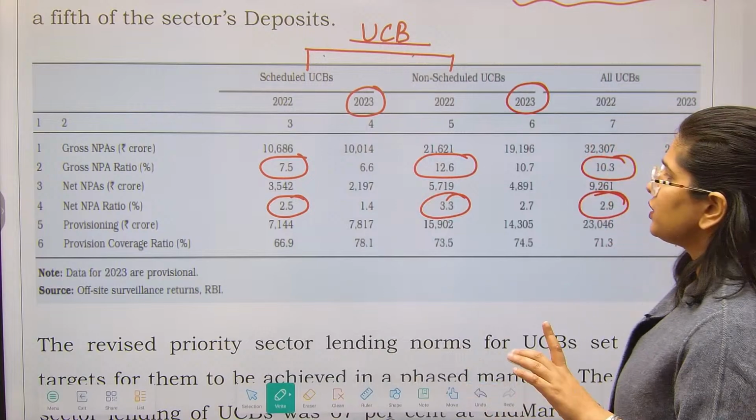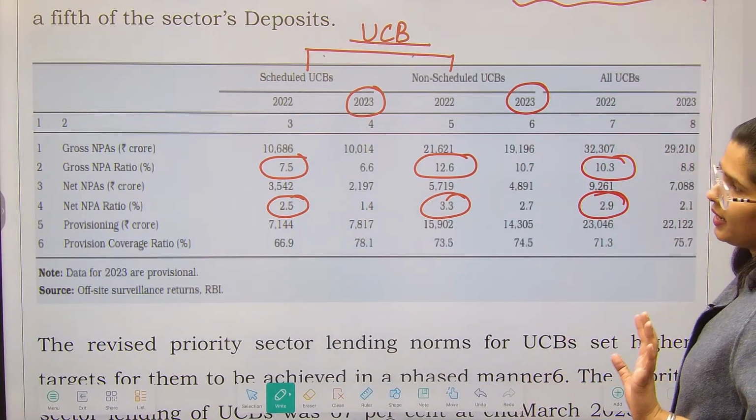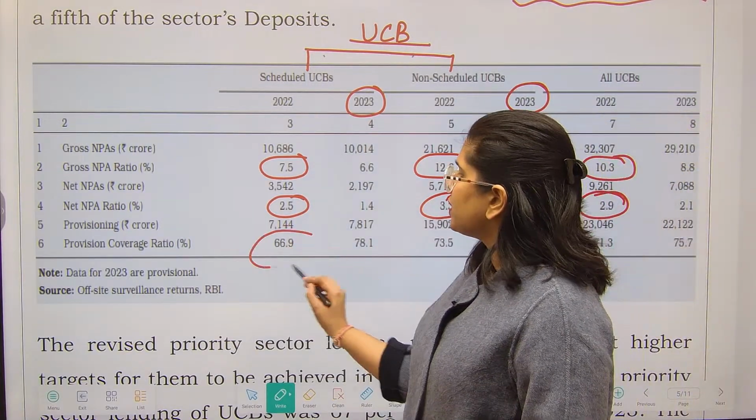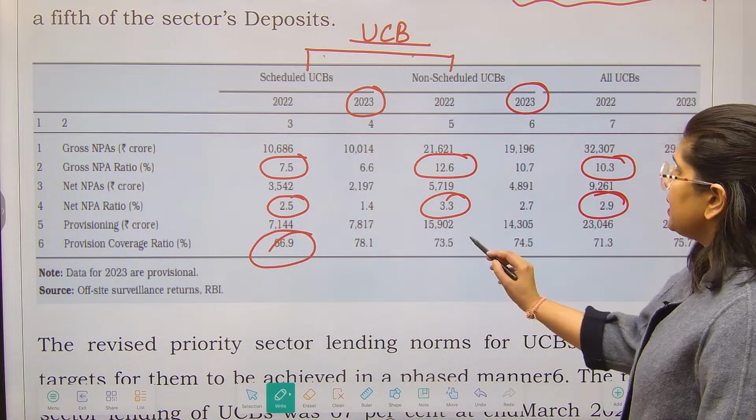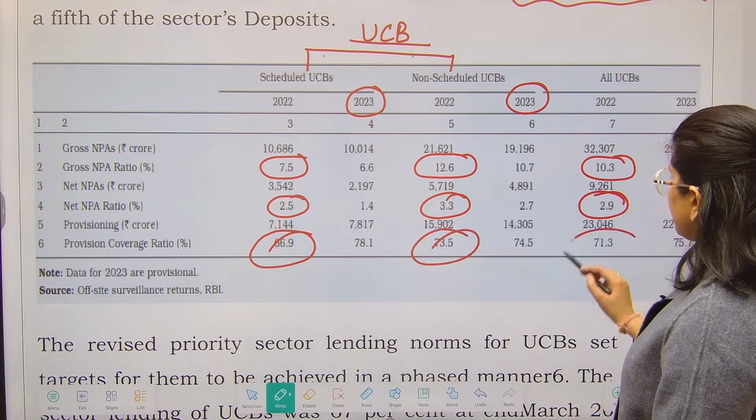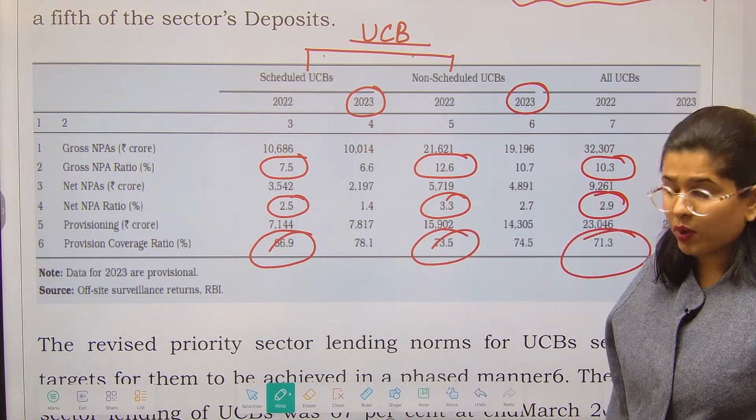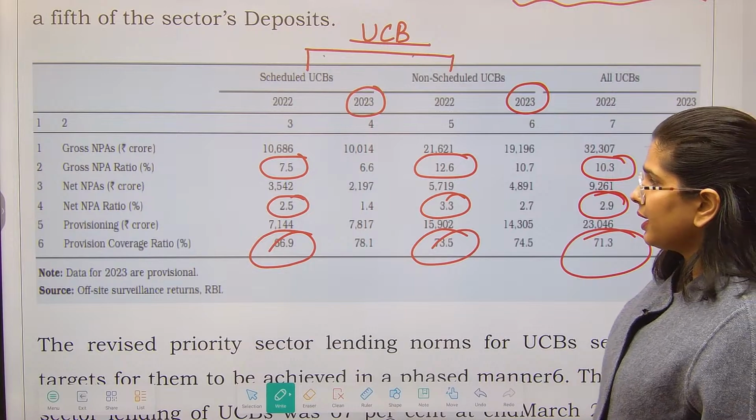So net NPA is 2.5, 3.3 and 2.9. Provision coverage ratio is 66%, approximately 73%, and together it is 71%, right? So this is the case.